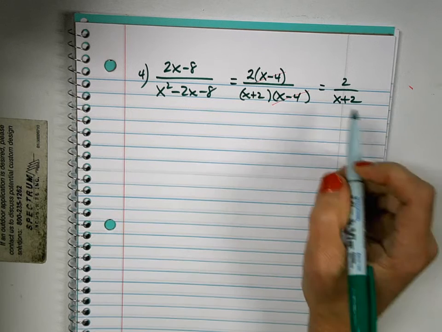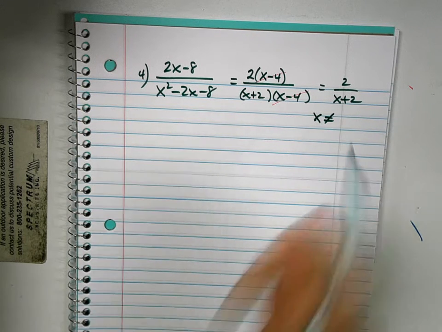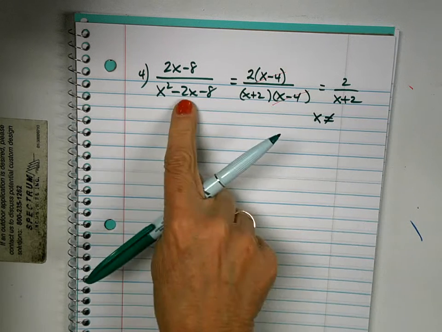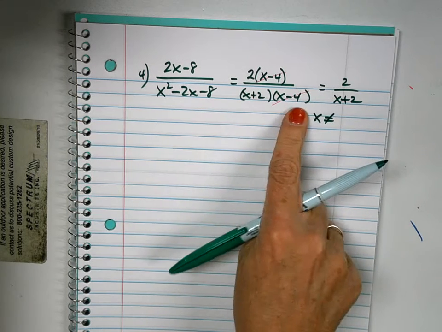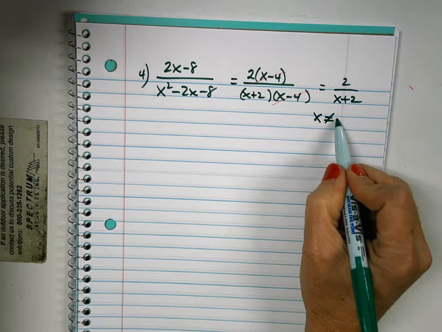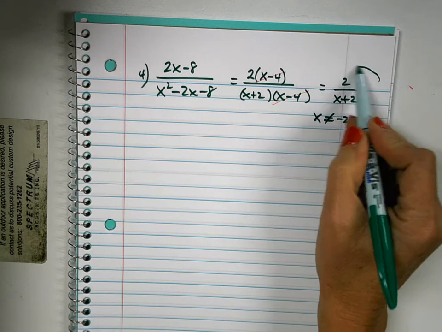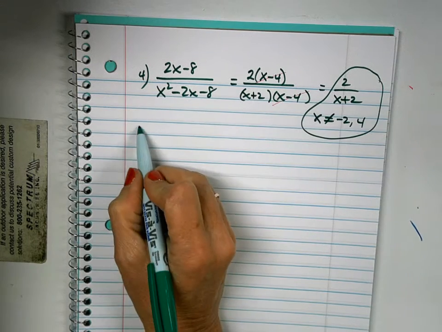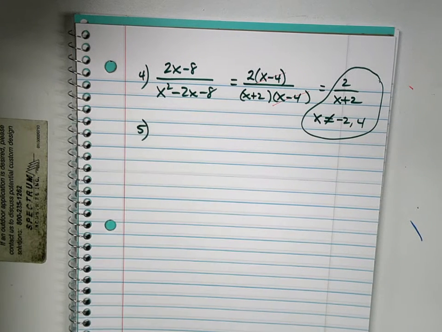Okay, now let's state our excluded values. Any value that at any point causes the denominator to be 0. And it's easiest to see it right here in the factored form, right? Both -2 and +4 would be excluded. Okay? So you look at any point. If you factor the denominator, that's the easiest place to see it.